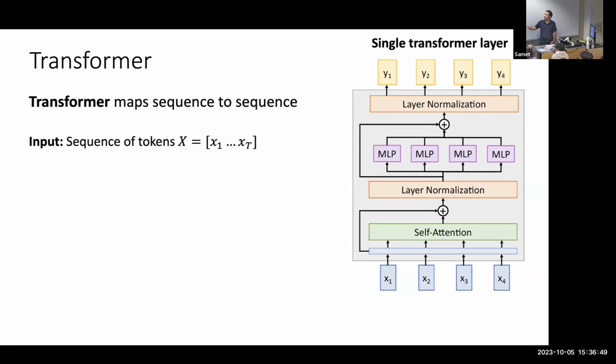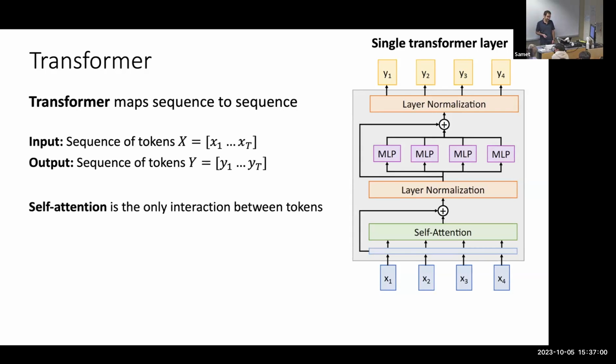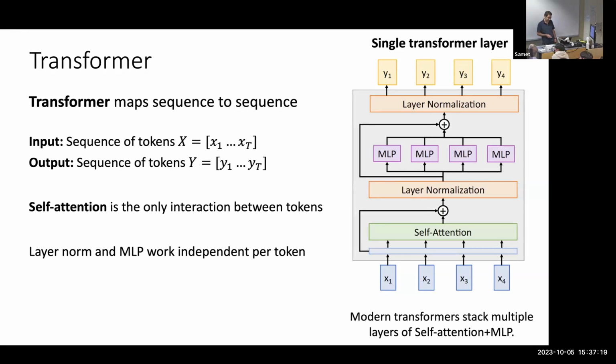Suppose the input is x1 to xT, where these lowercase xi's are the tokens, and the output is y1 to yT, which are also tokens. The key thing is that self-attention gets the tokens to interact with each other. Then layer norm and MLP apply in parallel. Each token gets processed by the MLP, for instance, independently. So self-attention is the main token interaction.